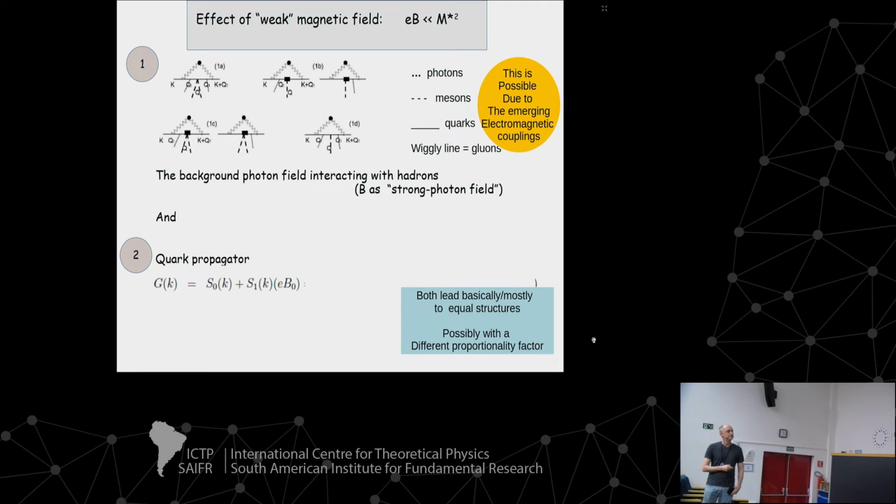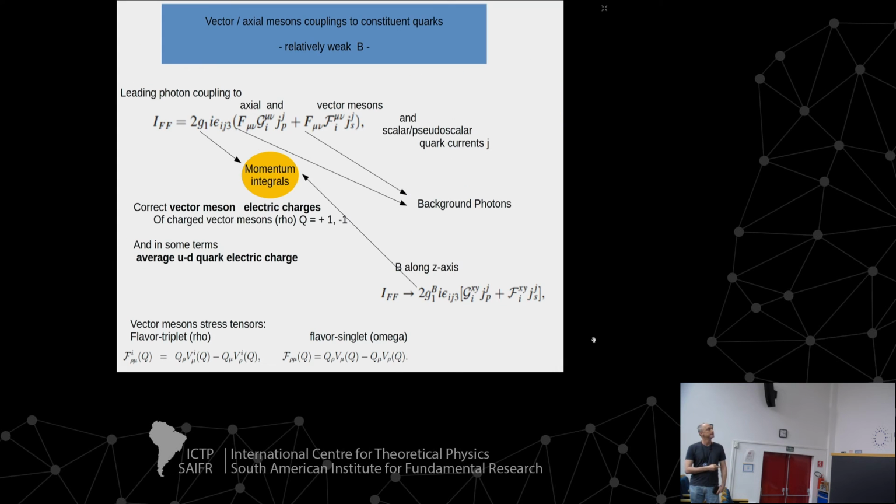And then to verify the effects of a weak magnetic field, I consider two mechanisms. The first one is by means of the photon coupling to the charged mesons and constituent quarks, and also, of course, the main mechanism, the effect on the internal quark lines. But they lead to the same terms with a different numerical factor. When considering the first method, the first result is the electromagnetic coupling of the charged vector mesons and charged quarks, and that comes out correctly by means of the appropriate flavor and Dirac structures.